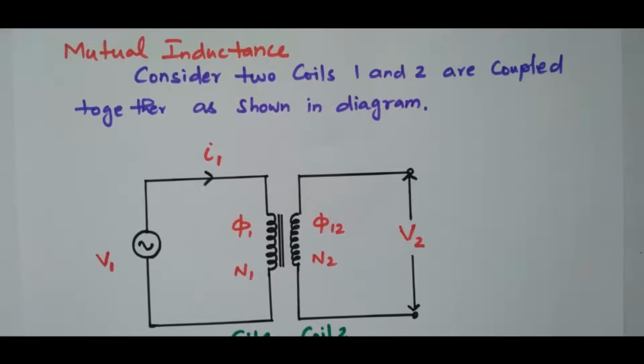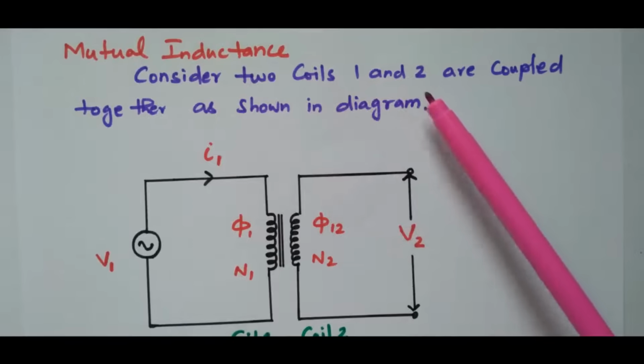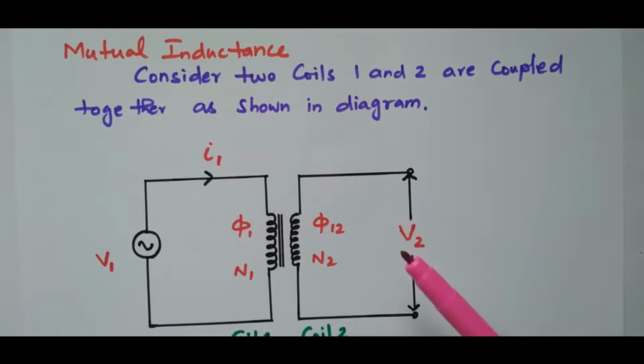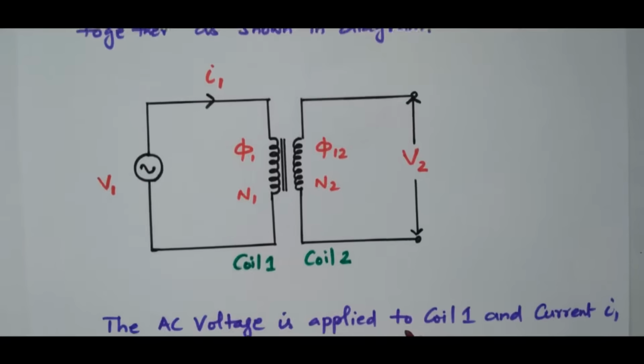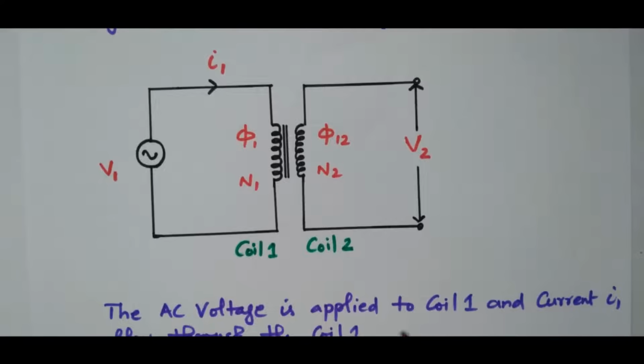So mutual inductance, where two conductors are available, two coils, coil 1 and 2, coupled together. Mutual inductance happens between two coils. Refer to this diagram. This is coil 1, this is coil 2. The number of turns in coil 1 is N1, the number of turns in coil 2 is N2.